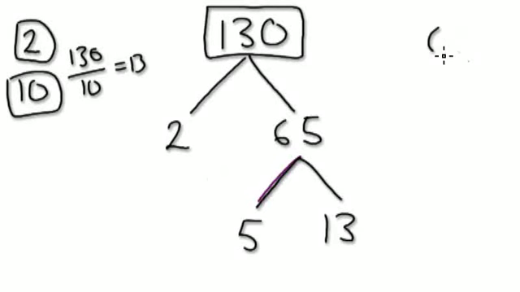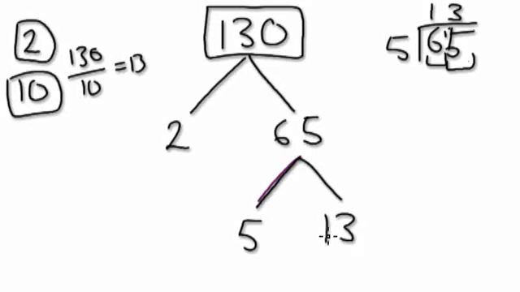You can check this: 65 divided by 5. 6 divided by 5 is 1 remainder 1. So 15 divided by 5 will be 3. The point is you can express 65 as 5 times 13.